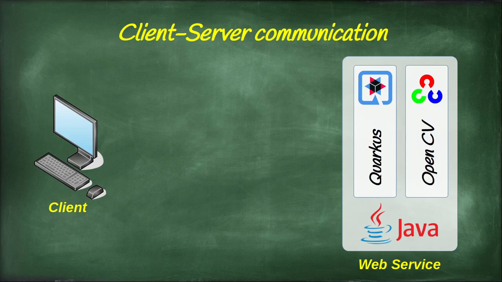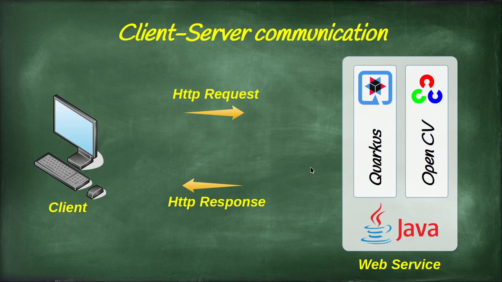Alright, now that we understand why grayscale, I will explain how we will do it in our lab. Quarkus will receive an HTTP request from a client and give it to OpenCV to process our image and return an image as an HTTP response to our clients. These operations are all managed by Quarkus. Let's write the code for those operations.